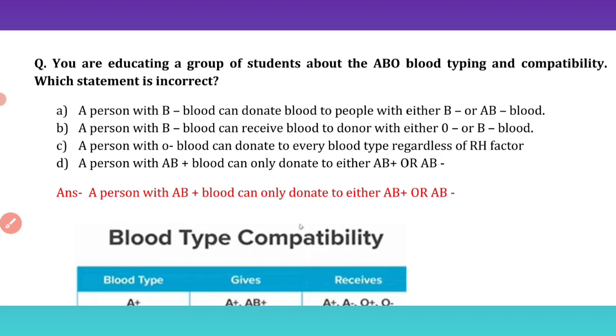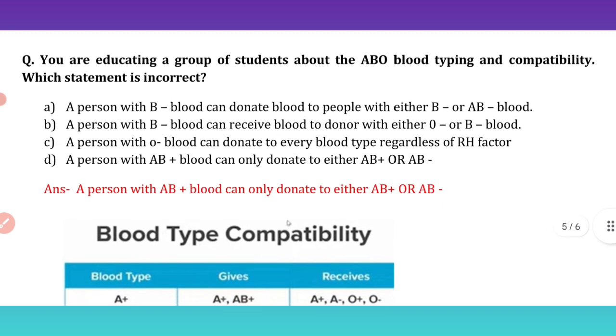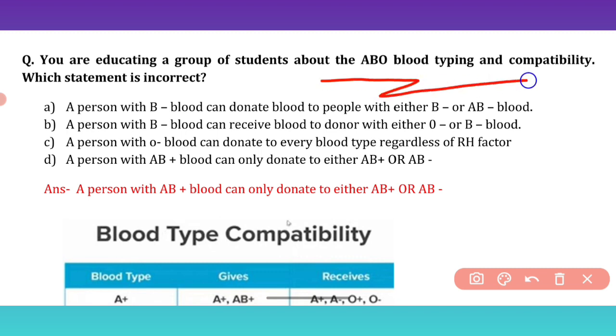Let's move on to the question. You are educating a group of students about the ABO blood typing and compatibility. Which statement is incorrect? So they are asking incorrect. Okay, so ABO blood typing and compatibility and incorrect. So these are all the keywords you are supposed to remember before solving the question. So here let's see the options one by one.